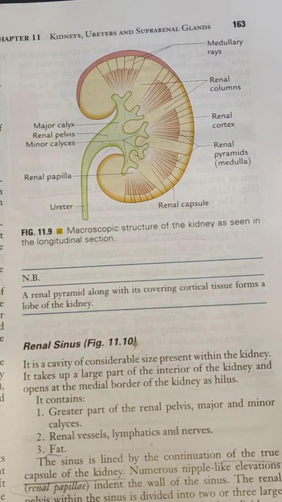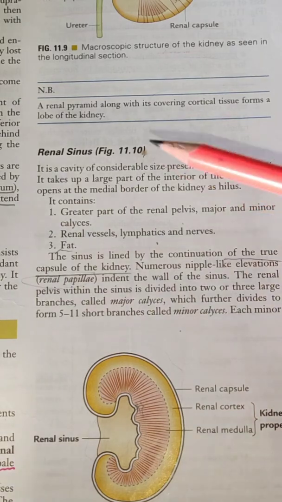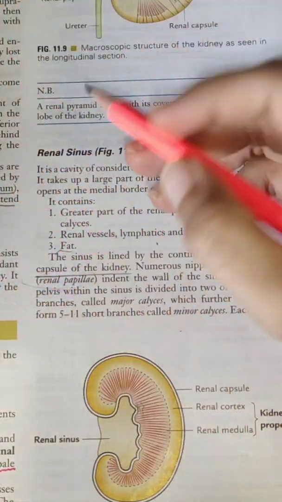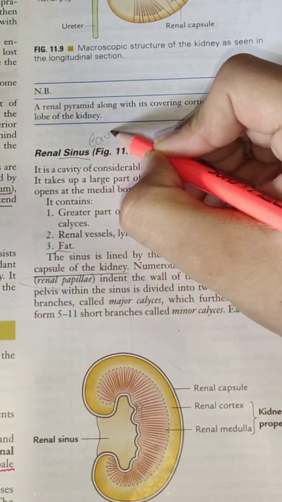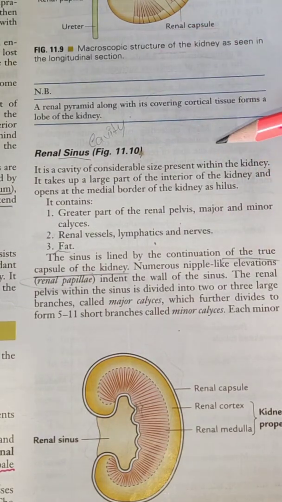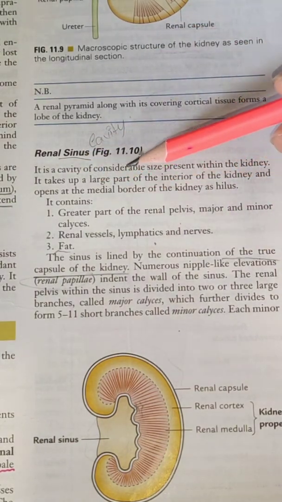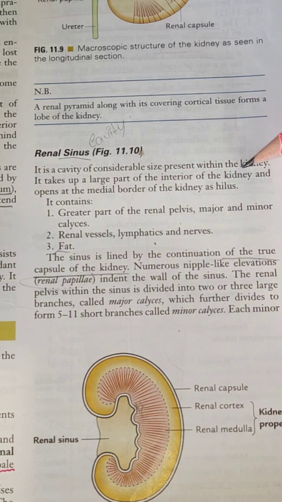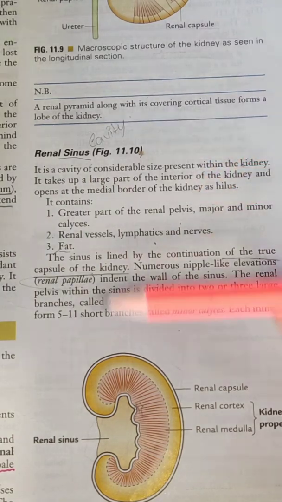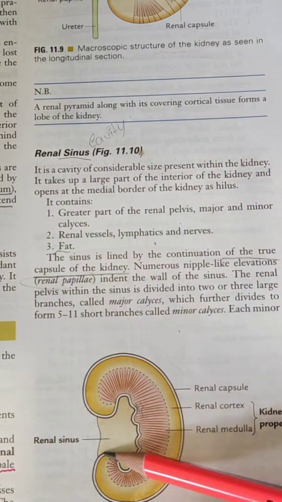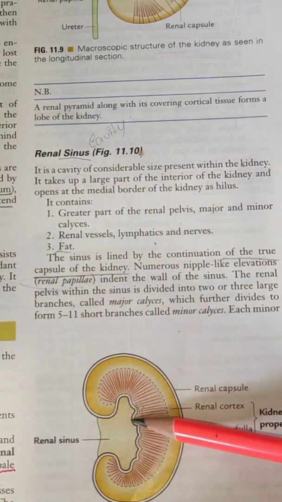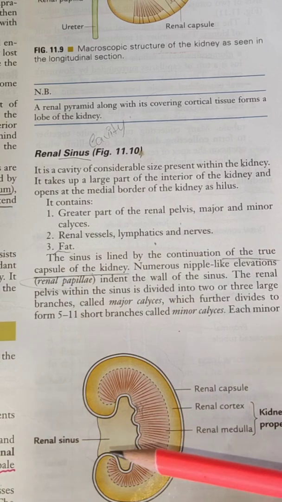Now we'll move on to the renal sinus. Sinus means a cavity, a hollow structure. It's a cavity of considerable size present within the kidney. It takes up a large part of the interior of the kidney and opens at the medial border of the kidney as the hilus or hilum. As you can see in this diagram, this is the renal sinus, which opens at the medial border of the kidney as the hilum.